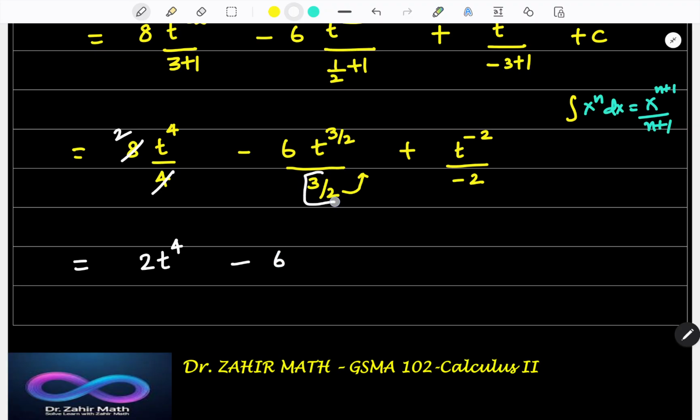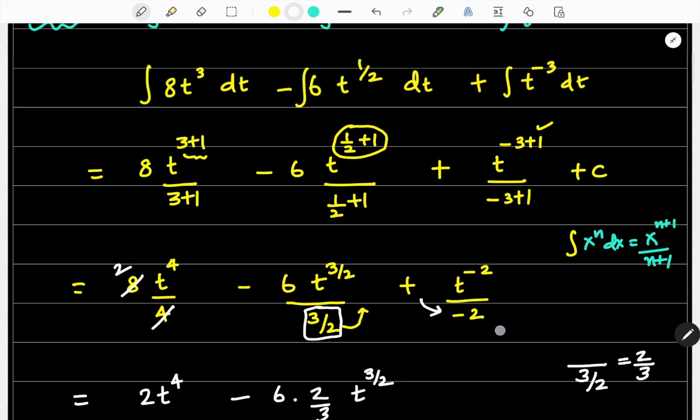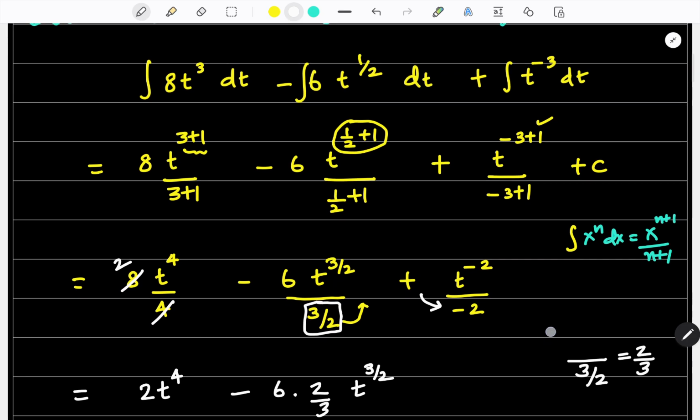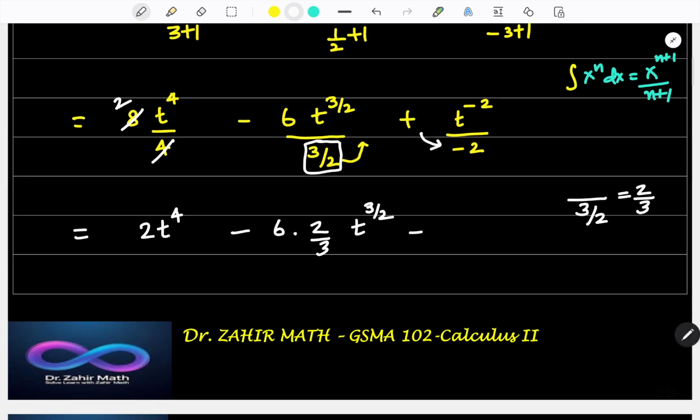This 3 by 2 I'm going to flip it. So if it is 3 by 2 in the down, how will it go up? It will go as 2 by 3. So let me take this as 2 by 3. There is a multiply. T to the power of 3 by 2. And then plus of minus is going to become what? Sorry, the question is plus or minus? Yes, plus. So plus of minus is going to become minus, right? And then this is t to the power of minus 2 divided by 2.